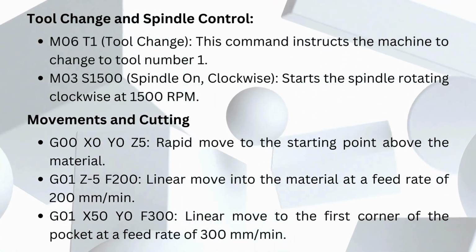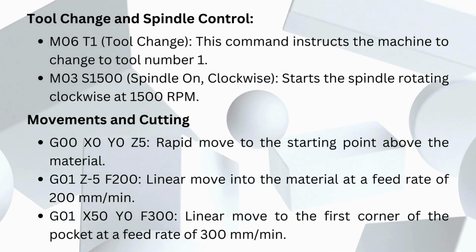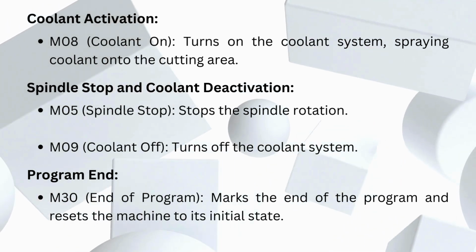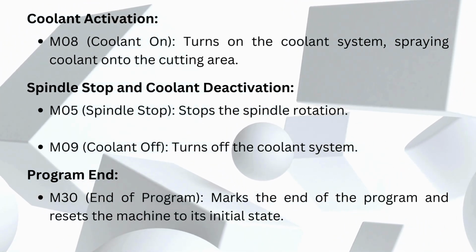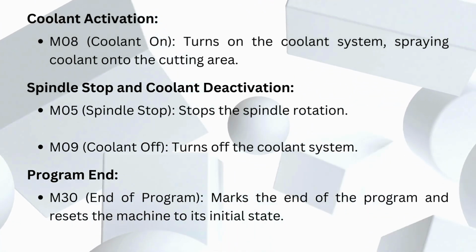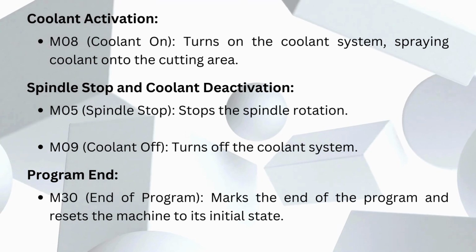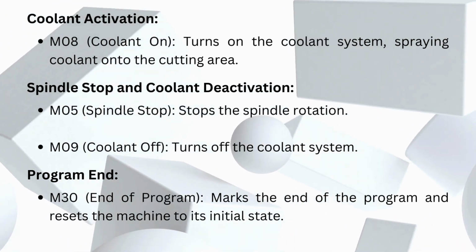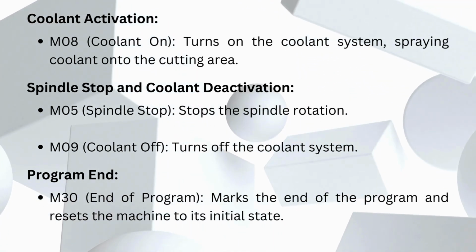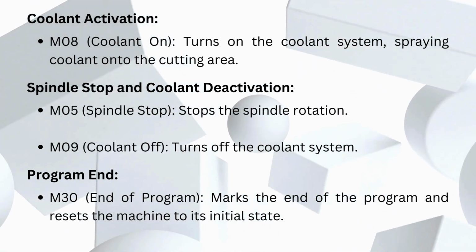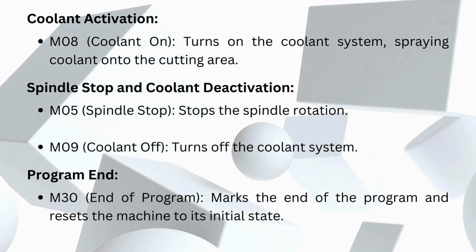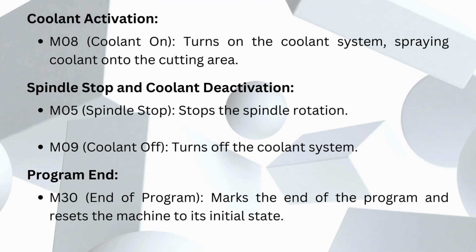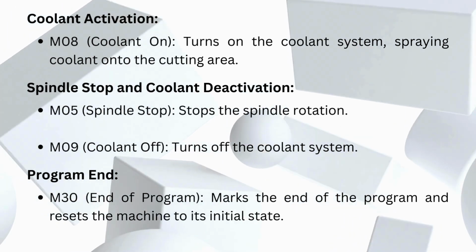G01 X50 Y0 F300, linear move to the first corner of the pocket at a feed rate of 300 millimeters per minute. Coolant activation. M08, coolant on, turns on the coolant system, spraying coolant onto the cutting area. Spindle stop and coolant deactivation. M05, spindle stop, stops the spindle rotation. M09, coolant off, turns off the coolant system. Program end. M30, end of program, marks the end of the program and resets the machine to its initial state.